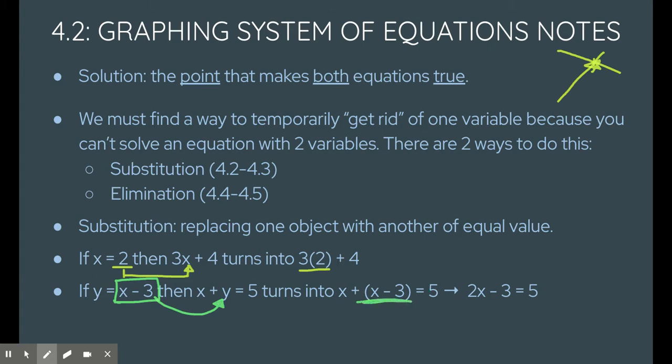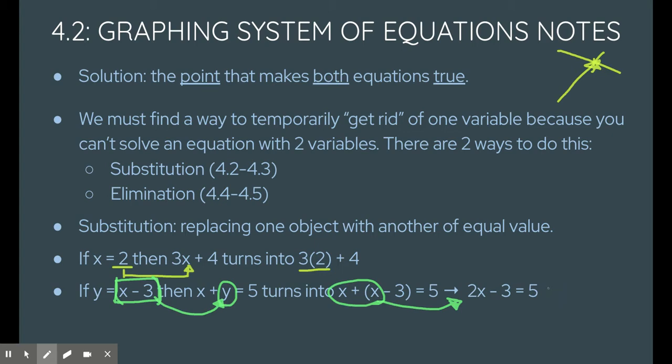Notice how both times I used parentheses. The x and the equals 5 are still there, just like they were over here. All we're changing is that this y is getting replaced with this in parentheses. Okay? And how this helps us is now, this equation right here, if I put those x's together, x plus x is 2x. That's just combining like terms. And then you have the minus 3 afterwards equals 5.